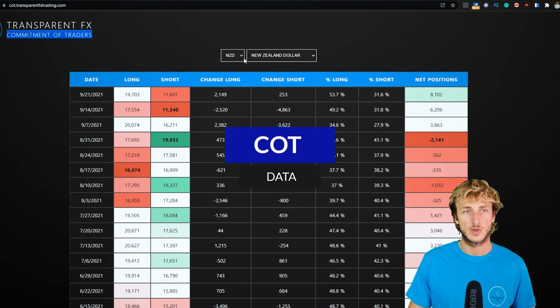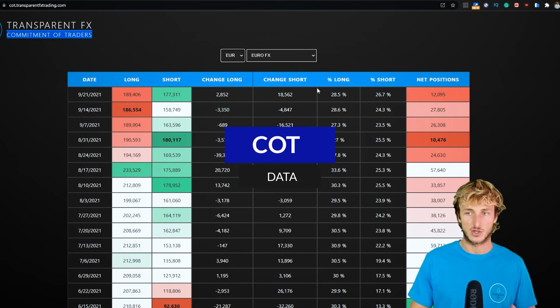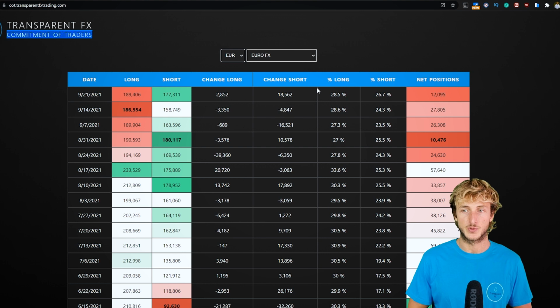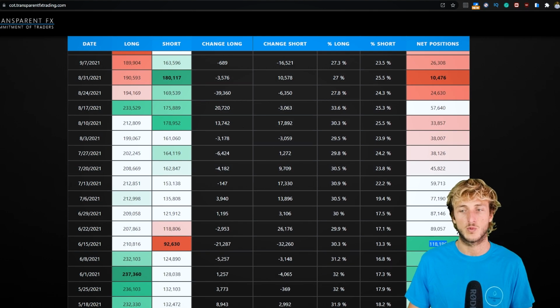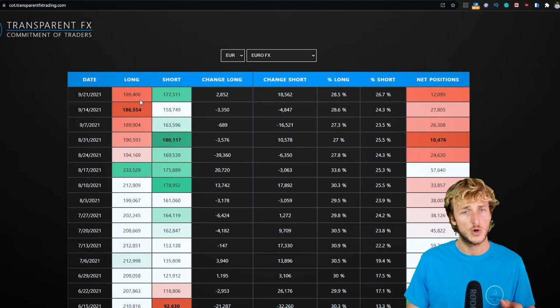Now, if we go and see what we have from a COT perspective, so commitment of traders, which is what hedge funds and the non-commercials in the market are doing, we can see how lately on the euro, clearly, we do not have a strong euro. We're sitting with 12k net positions, which is a decrease from the 118k net positions. We still have more longs than shorts, with 189k longs and 177k shorts, but it is not really strong.